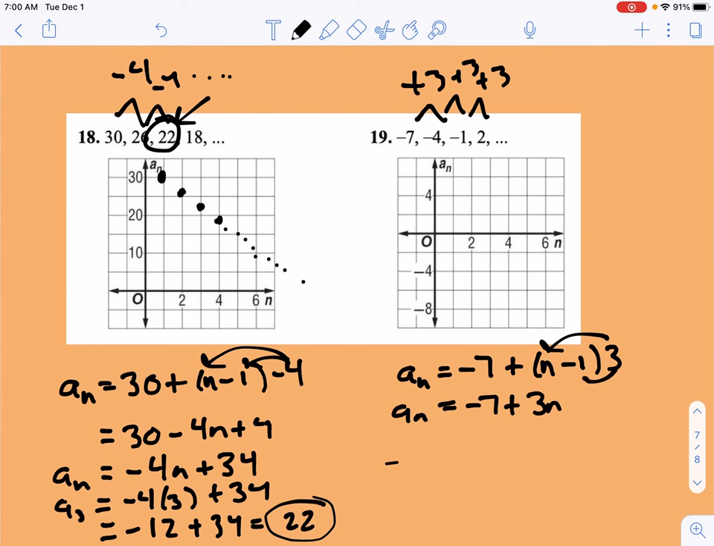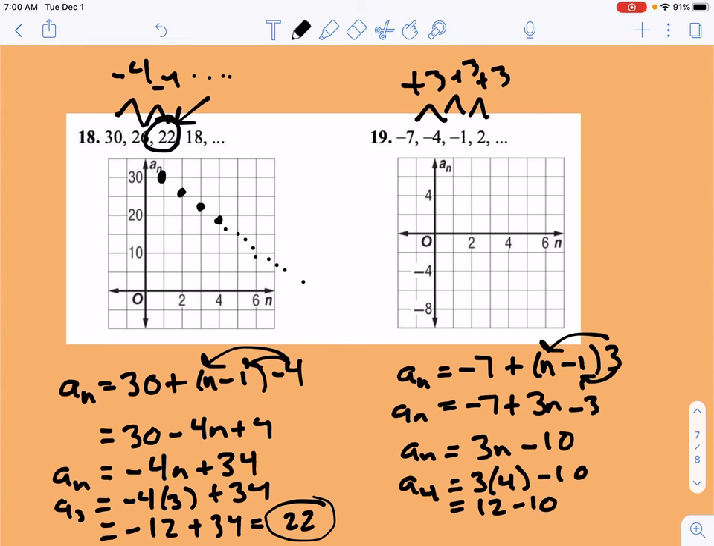So that means, let's do some distributive property here. 3n minus 3. Let's do a little combining. So we're going to move our 3n over to the front, get rid of whatever that is. And then -3 and -7 makes -10. Let's plug in our fourth term this time. Let's see how this works. So a_4, the fourth term of a, is 3 times 4 minus 10. So that gives you 12 minus 10, which is 2, which is what we got.